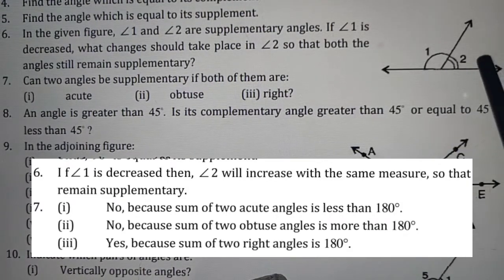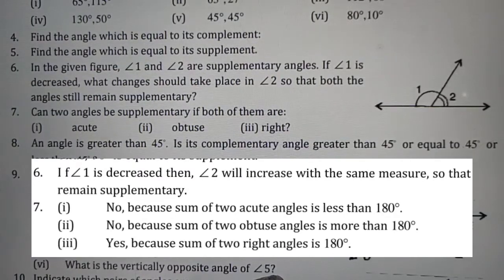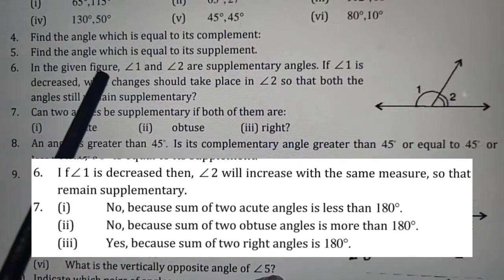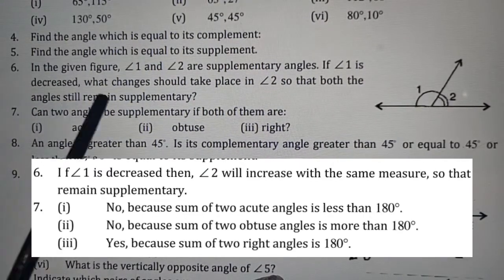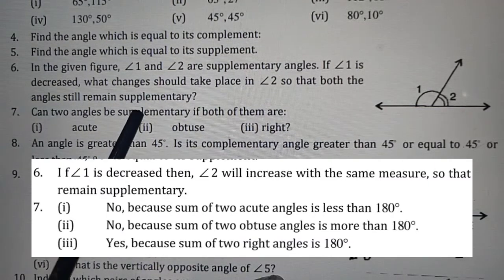Now understand how you can write the solution. So students, how can we write the answer? We just write, if the value of angle 1 decreases, angle 2 must increase for maintaining the property of supplementary angles, because the angles remain supplementary, their addition remains 180 degrees.